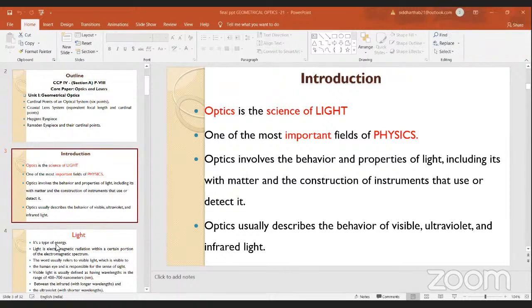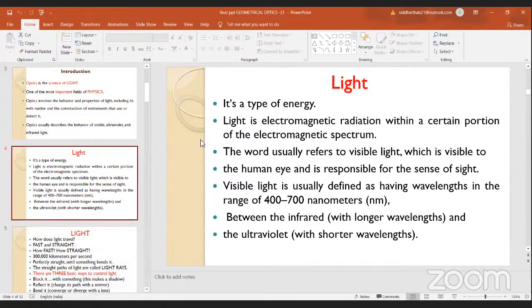So whenever we have to consider what do you mean by light, then it is a type of energy.